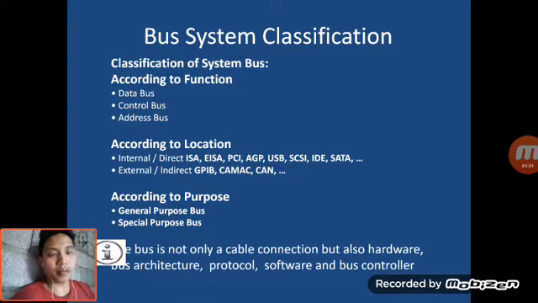Bus system classification according to purpose. The first is general purpose, the second one is special purpose. The bus is not only a cable connection but also hardware, bus architecture, protocol, software, and bus controller.